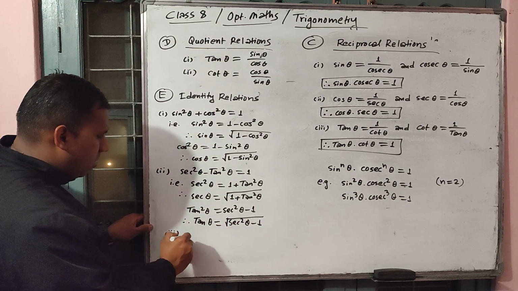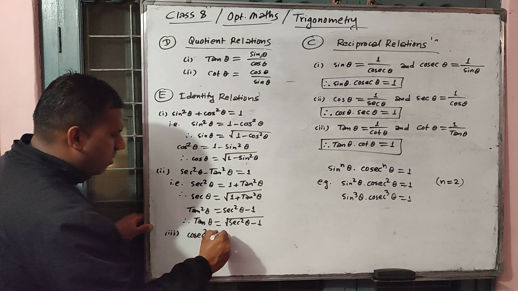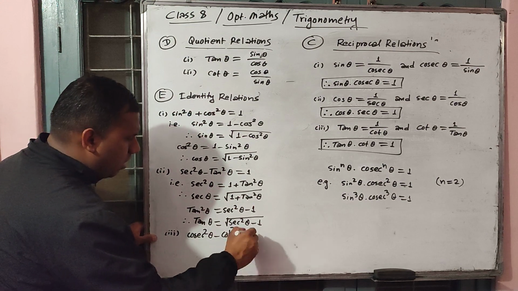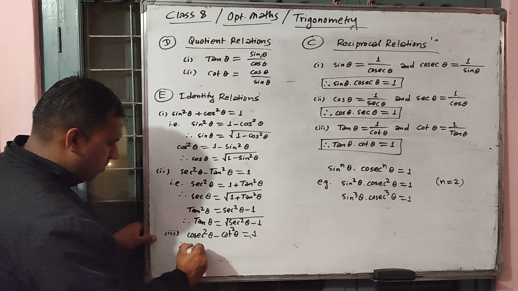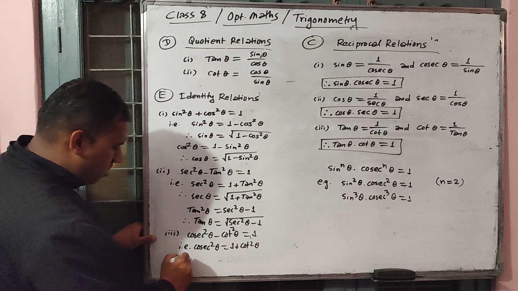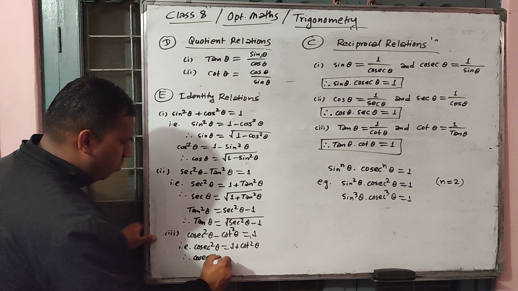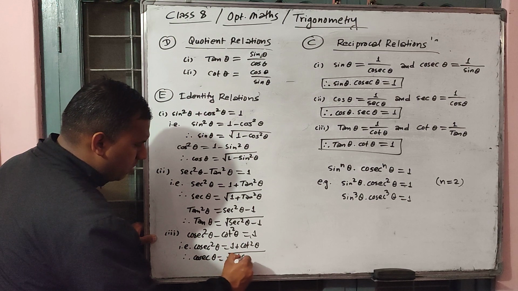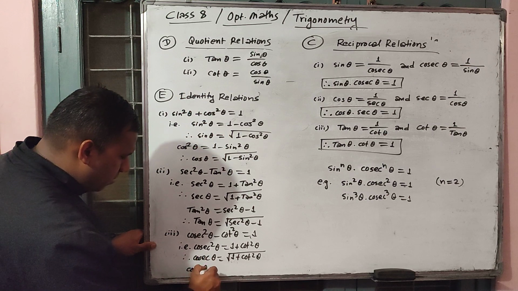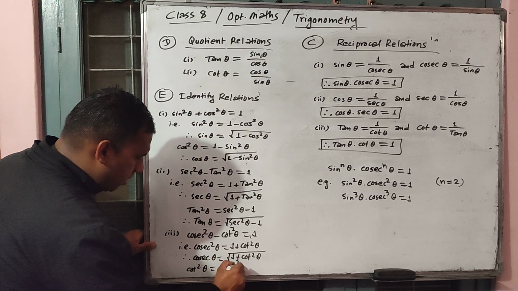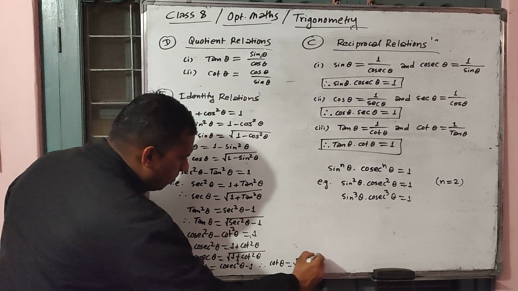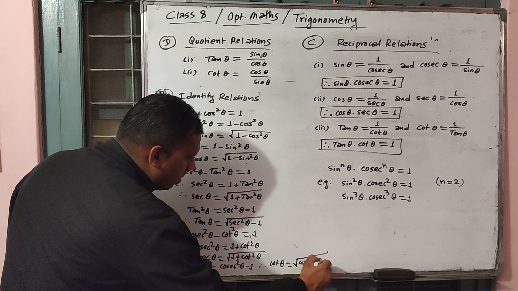In the third, we have cosec square theta minus cot square theta equal to 1. That is, cosec square theta equal to 1 plus cot square theta. Therefore, cosec theta equal to square root of 1 plus cot square theta. And cot square theta equal to cosec square theta minus 1. Therefore, cot theta equal to square root of cosec square theta minus 1.